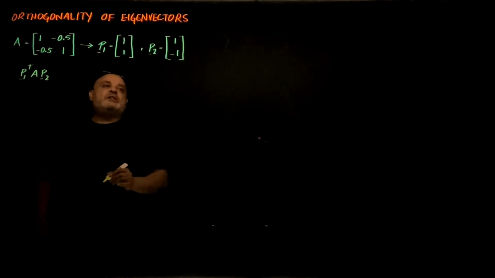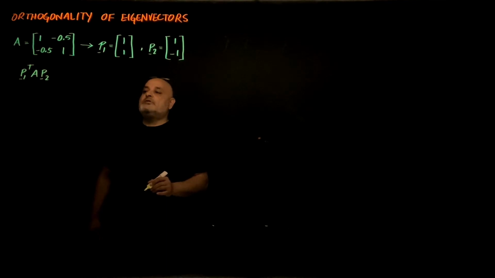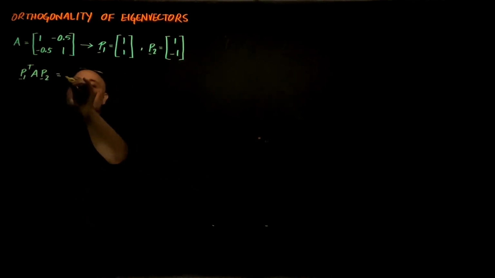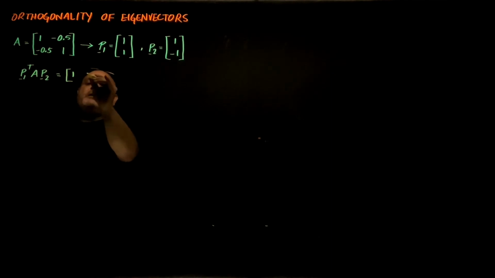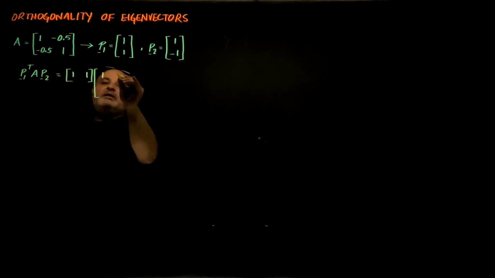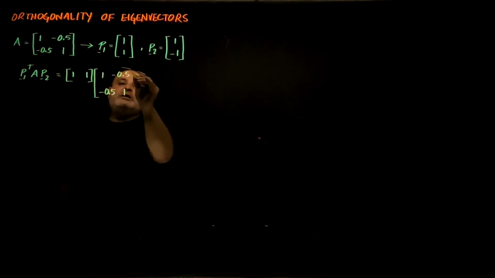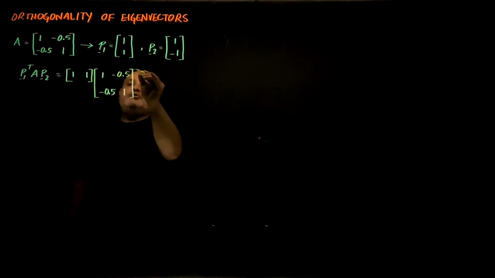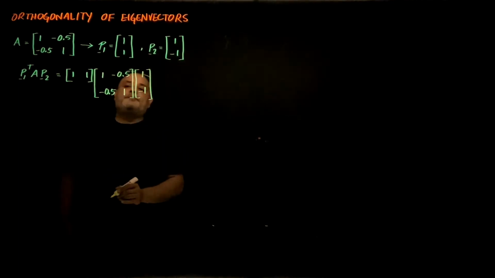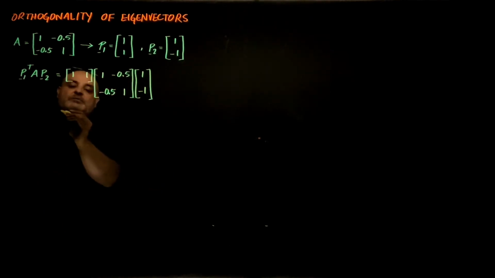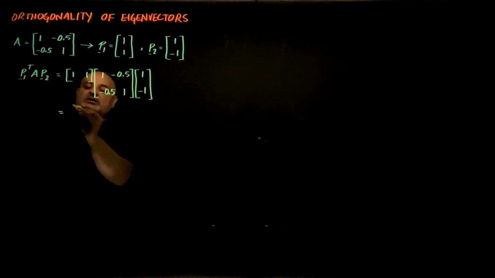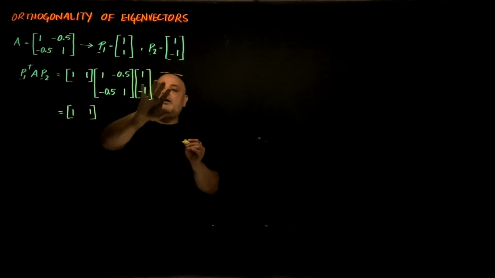These two vectors are supposed to be orthogonal. So that should be the transpose of P1 is 1 and 1. The matrix A is 1, negative 0.5, negative 0.5 and 1. And P2 is 1 and negative 1. Now let's perform matrix multiplication. 1, 1. And let me multiply this matrix by this vector.